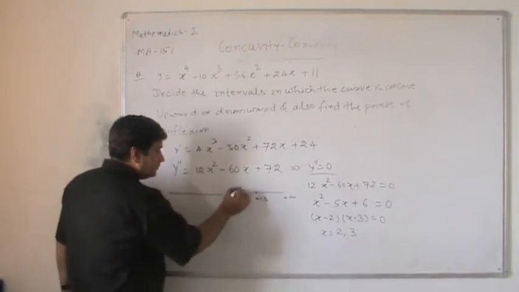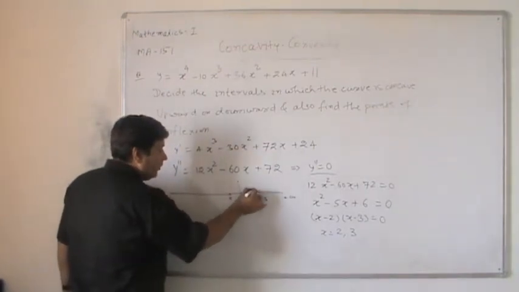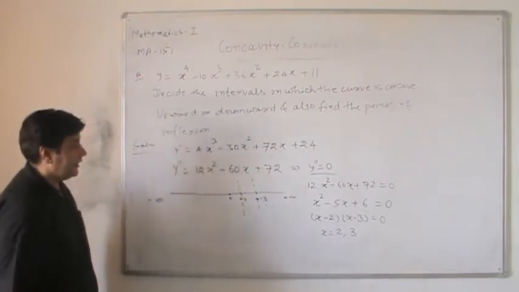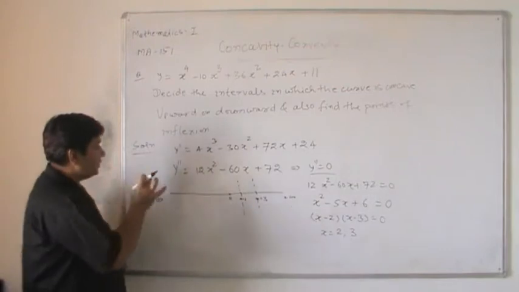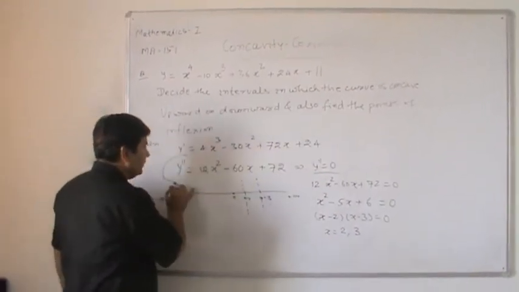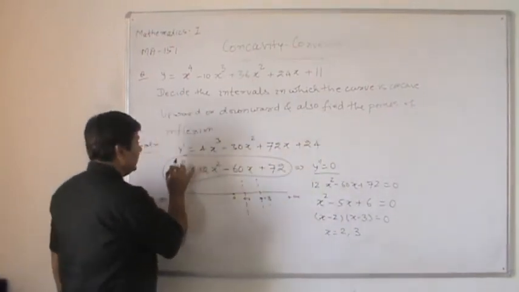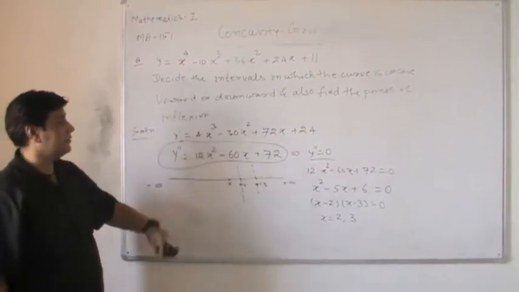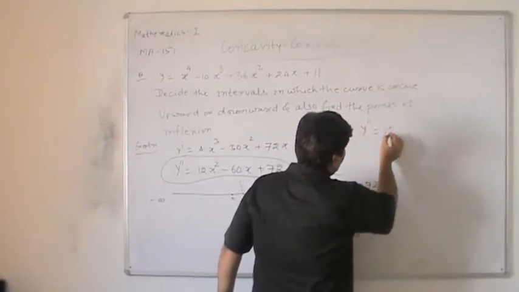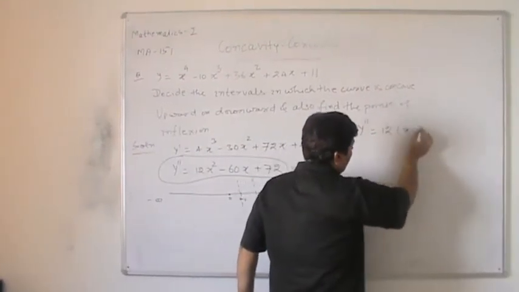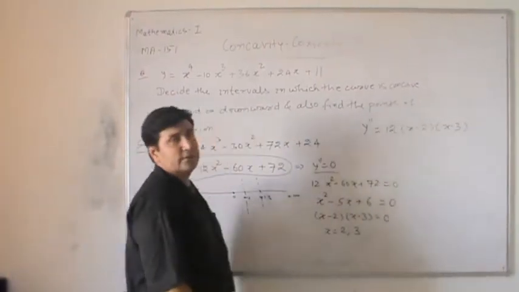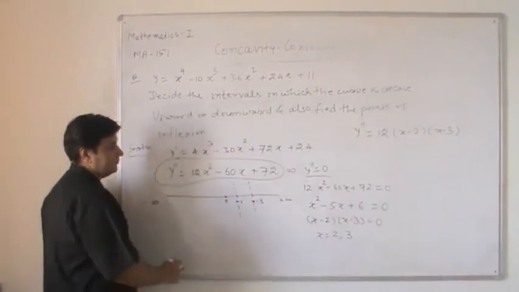I have obtained these three intervals, and I can check the nature of the second derivative in these three intervals. So you can note down that your second derivative is 12x square minus 60x plus 72. So you can take 12 common and factorize the remaining part to have x minus 2 and x minus 3 factors.